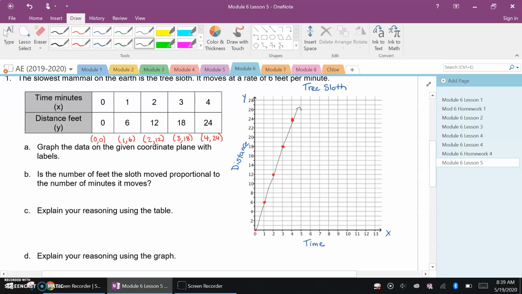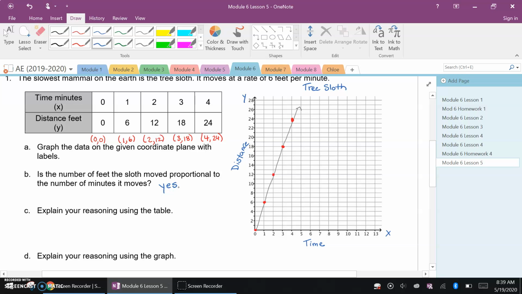So B says, is it proportional? So when you're deciding if it's proportional, you could do whatever you're more comfortable with. You can look at the table or you can look at the graph. So because the graph is linear and starts at the origin, we know that the answer will be yes.